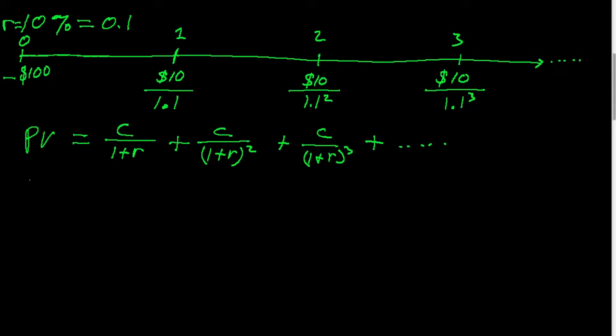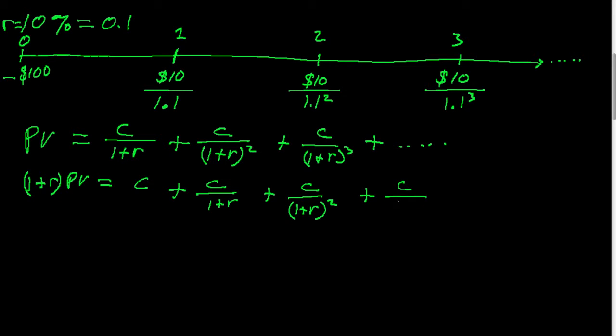And let's multiply both sides by 1 plus R. You get 1 plus R times the present value equals C plus C over 1 plus R plus C over 1 plus R squared plus C over 1 plus R cubed. And so if you look at these two equations, you see that the bottom one is the same as the top one plus this C.